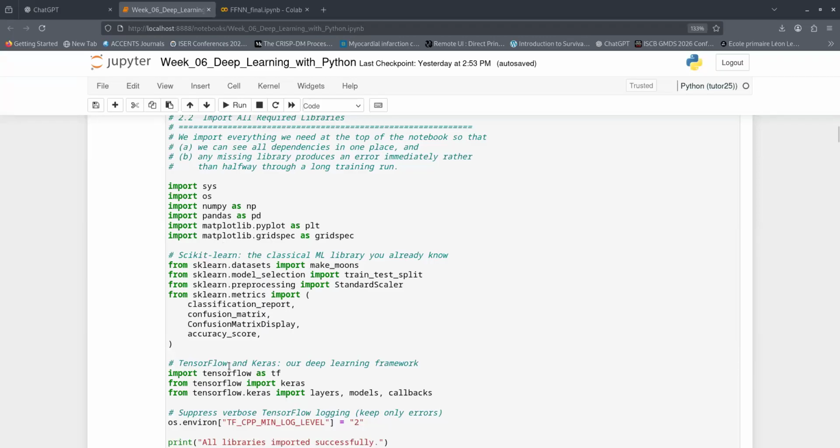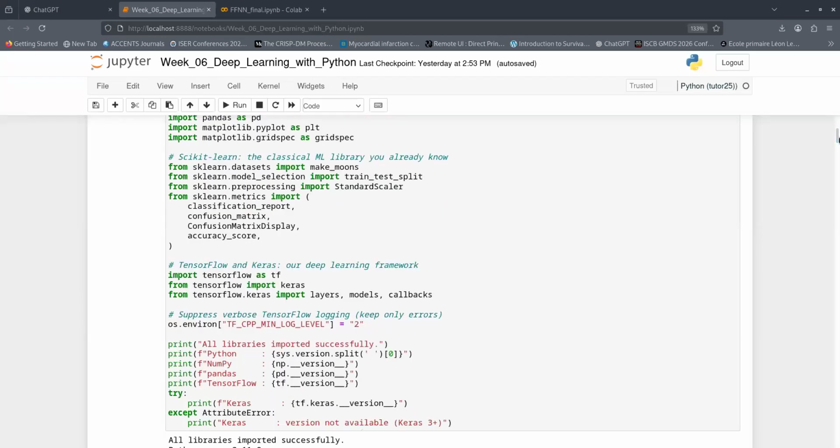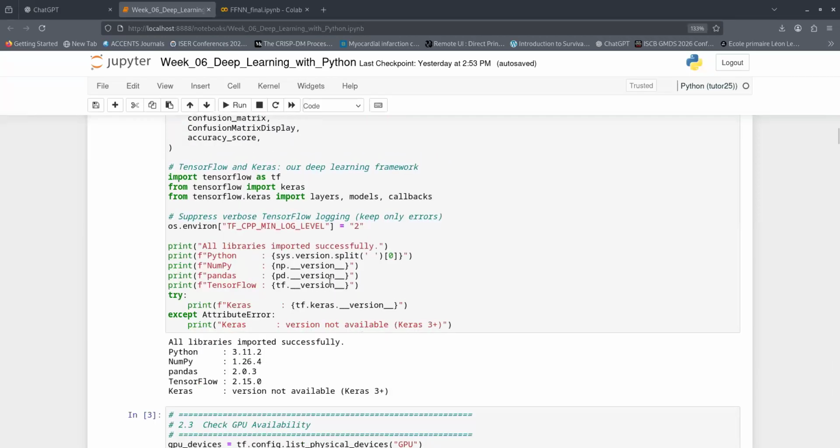And you have TensorFlow and Keras. This is our deep learning framework. So you call TensorFlow as TF. And from TensorFlow, you can import Keras. So those are the important libraries to use. And then after importing them, you can now run this code. So you can see here, you print all the libraries imported successfully. Let us run it. So you have all the libraries imported successfully.